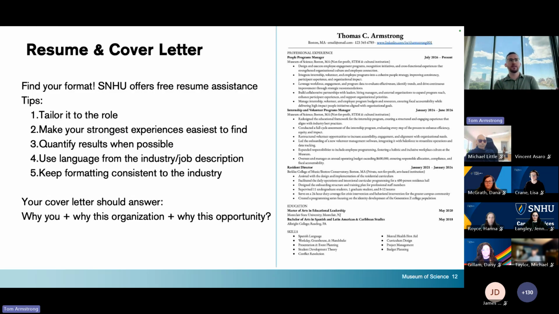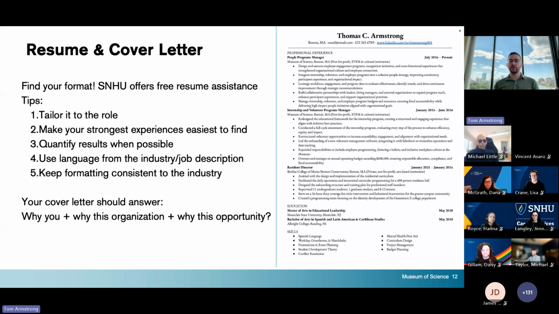So let's look at a resume. I would first say find your formatting. SNHU offers free resume assistance, and I would absolutely take them up on it. You don't want your resume to be hard to read. I threw an example of what mine looked like on here because this is my preferred style. I think this is easy to read, but you want to tailor your resume to the role.